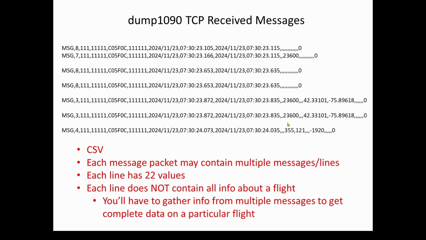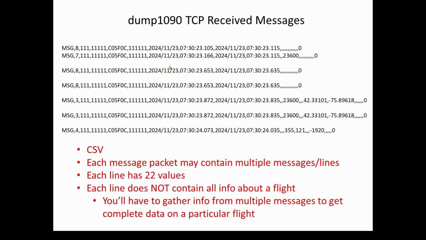So it can get kind of complicated. You're going to have to not only parse each packet to make sure you've got the multiple lines, you're going to have to make sure you've got 22 CSV values, but also the different message types can have different data. And you can see here we've got a message, and the next value is a number, like a message class 8 and a message class 7. Maybe a message class 7 has an altitude where message class 8 doesn't, and a message class 3 has an altitude, latitude, and longitude, and so on.